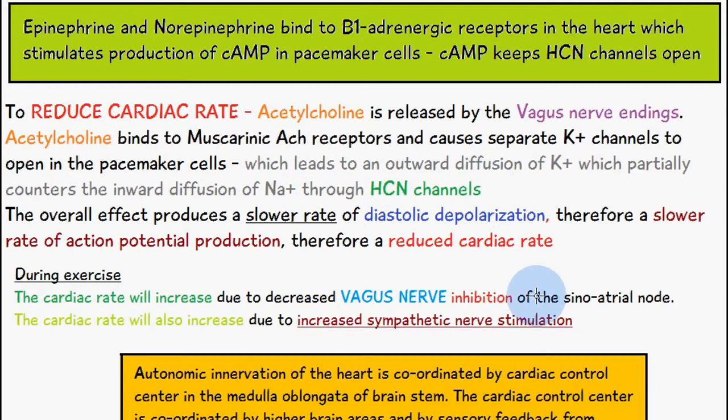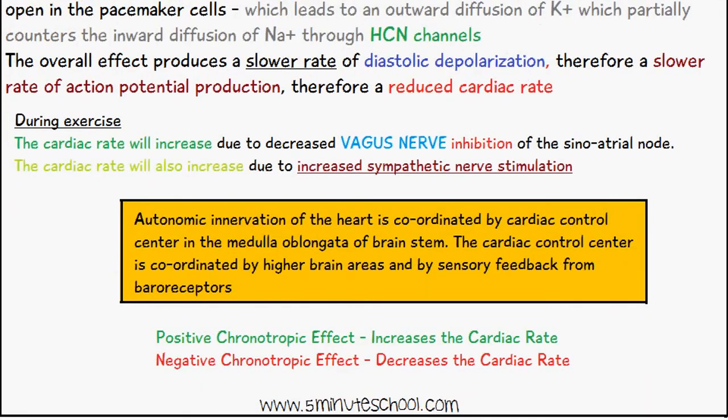And what this does is it partially counters the inward diffusion of the sodium through the HCN channels. So there's sodium going inside, but once these potassium channels open up, the potassium from inside the cell goes outside, and the effect of this is that it slows the rate of this diastolic depolarization. In a way, it slightly hyperpolarizes it, so it's a much slower rate of diastolic depolarization. And what this does is it means there's a slower rate of action potential production, therefore a reduced cardiac rate.